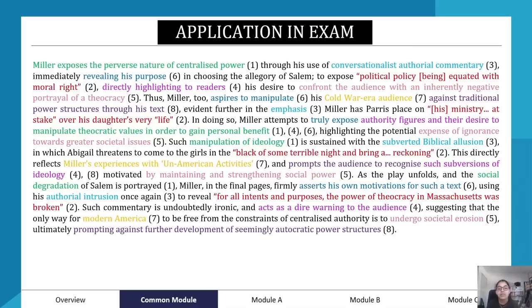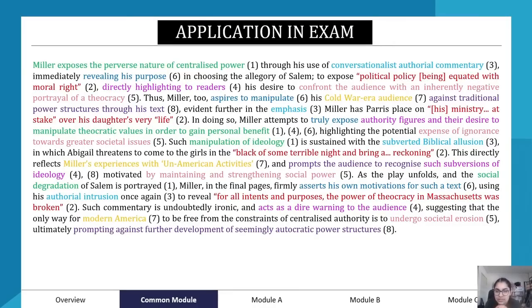Evident further in the emphasis Miller has Paris place on his ministry at stake over his daughter's very life. In doing so, Miller attempts to truly expose authority figures and their desire to manipulate theocratic values in order to gain personal benefits. And that's another unique idea we're now influencing as a result of the effect. So, highlighting the potential expense of ignorance towards greater societal issues, and that is our audience effect.